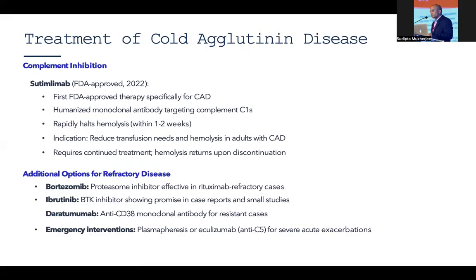We can consider different complement inhibitors. Among these, sutimlimab was approved by the FDA in 2022. It's a humanized monoclonal antibody targeting complement C1s, rapidly halting hemolysis within 1 to 2 weeks. The indication is to reduce transfusion need and hemolysis in adults with CAD, the cold variety, and it requires continuous treatment. Hemolysis returns after discontinuation. That's a big concern. Other options for refractory disease are bortezomib, ibrutinib, daratumumab, and emergency interventions like plasmapheresis or eculizumab.